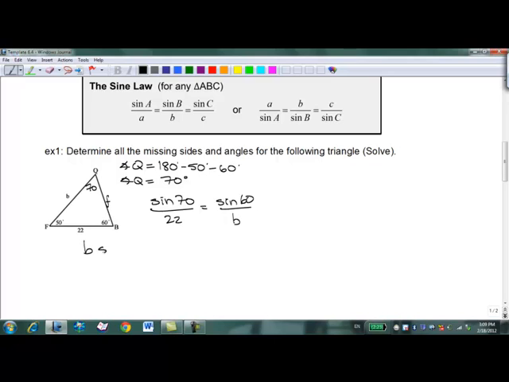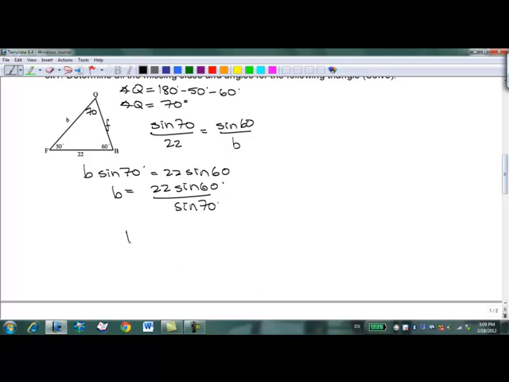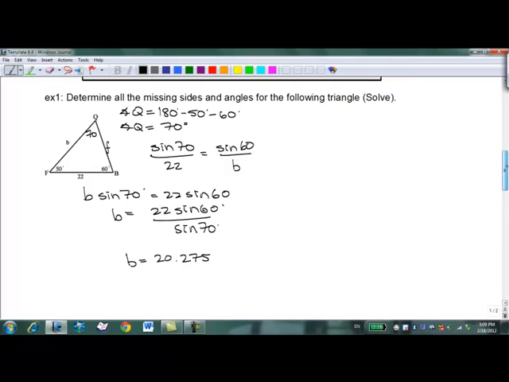So I can cross multiply the b up and the 22 up. And nice exact value, 22 sine 60 over sine 70 will work. And if you roll that through your calculator, we should find out that the value of b is basically 20.275. And our units here, I don't know if we had any units on my example. Nope, so let's go 20.275. So that's side b is 20.275.